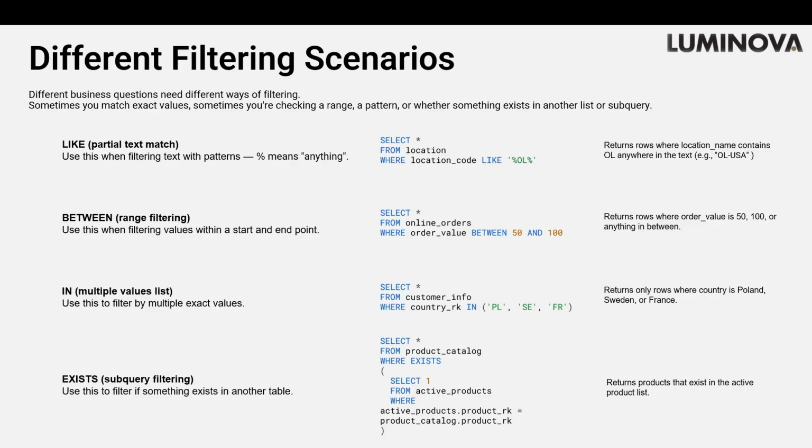IN is used when you want to filter by a list of specific values, for example, returning customers where the country is in Poland, Sweden, or France. It is cleaner and easier to maintain than writing multiple OR conditions.